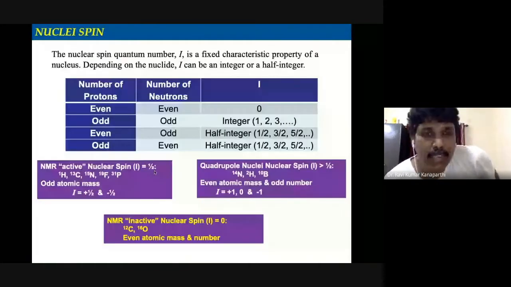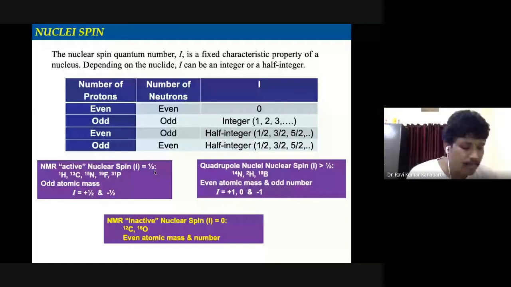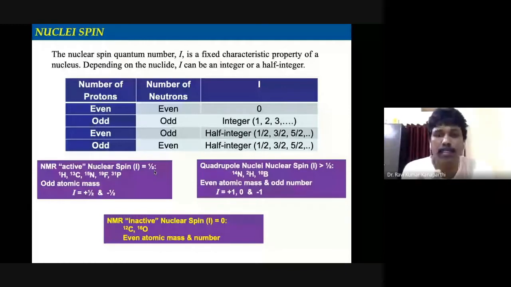The basic principle behind the NMR technique is that certain nuclei possess spin. That is the basic thing. We know the electron spin concept, and it is very much known to most of us. The electron has half spin, plus half and minus half. These things are already known to us.